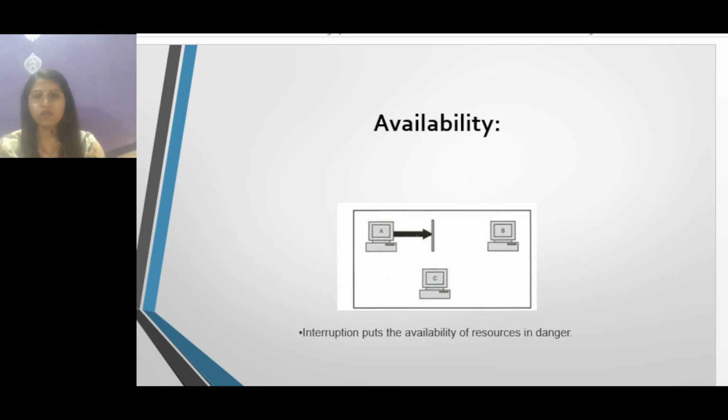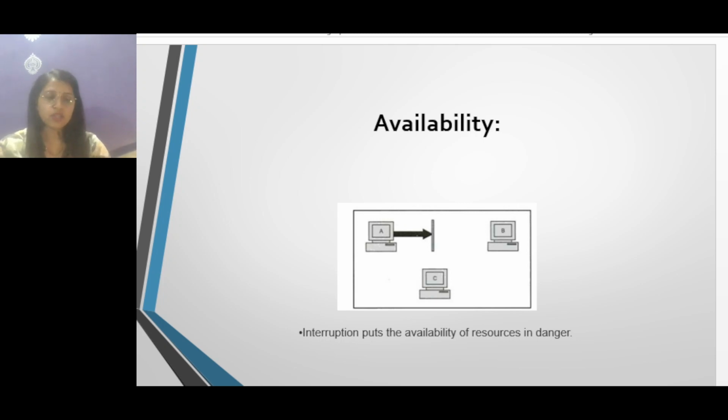So A wants to access the server B, but because of some interruption, A is not able to access B. It is not able to connect to B. So you can say that the interruption puts the availability of the resource in danger.